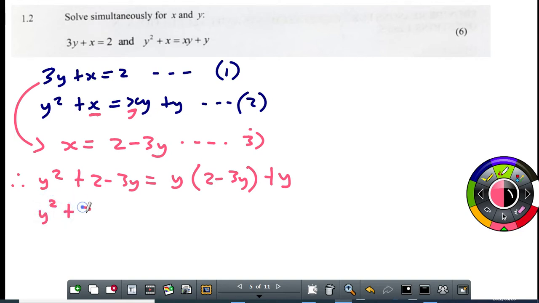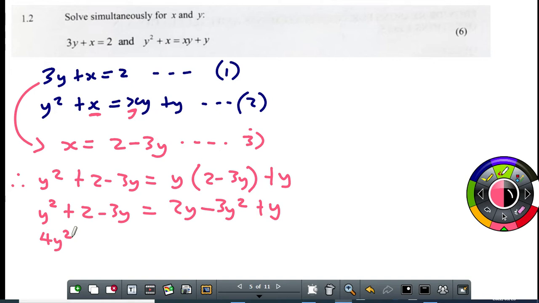Okay, let me remove the brackets there on the right hand side. So I'll get 2y minus 3y squared plus y. Again, because this is grade 11, you need to form a standard form of a quadratic equation. So the second mark is here, putting this 2 minus 3y, where there is x, 1 mark. So already 2 marks.